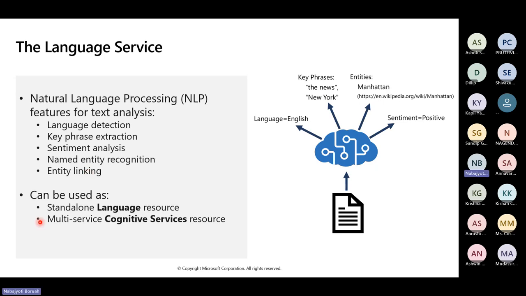And we can add this as a standalone language service, or we can have a multi-service cognitive service like we talked about. So this is your NLP service, the language service. The text goes inside. You can detect the language, you can detect the key phrases, you can detect the entities, you can link with Wikipedia, and you can detect the sentiment of this particular text. So all of it is possible from one single service called the language service. It's up to you how you want to operate them.